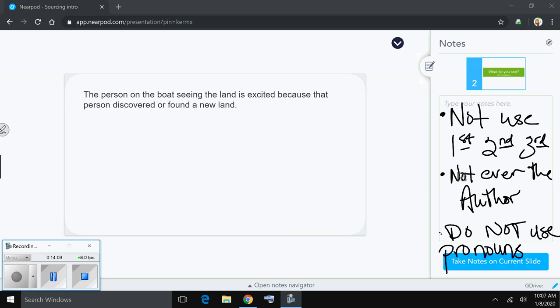You need that "because" statement, that prepositional phrase there, to be able to explain why that person's excited. And it's definitely not that they found new land, it's that they see land for that time. Go ahead and finish yours.